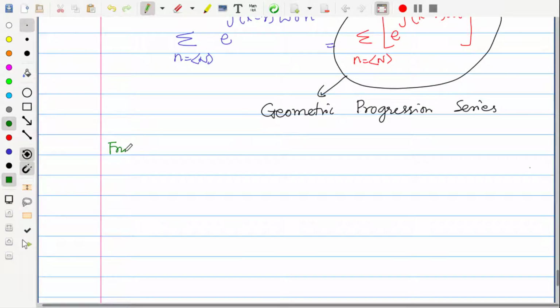And from the theory of geometric progression, we have the following relation which we have already studied in school, that is summation n equal to 0 to N minus 1, alpha power n.